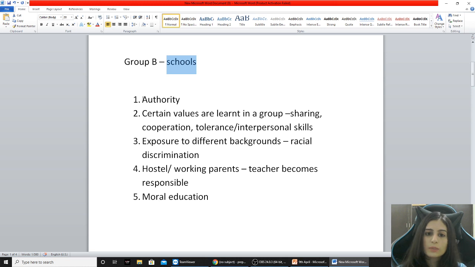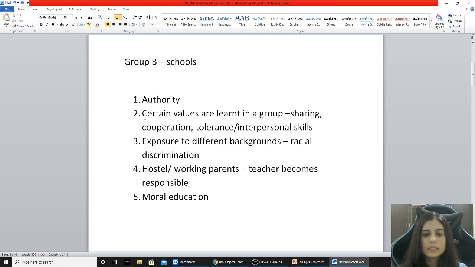So some of you mentioned that teachers hold an authoritative position. They hold a position of authority, and because of that the children will obey the teachers and would learn the value system or would learn the code of conduct to behave in a society. Okay, so this would be the first reason why people would support schools.